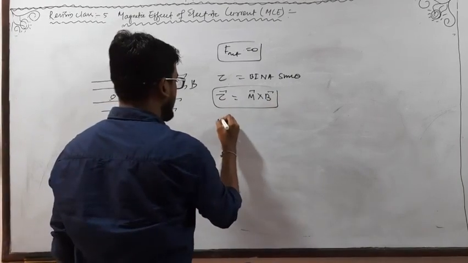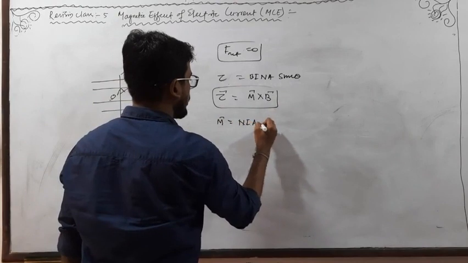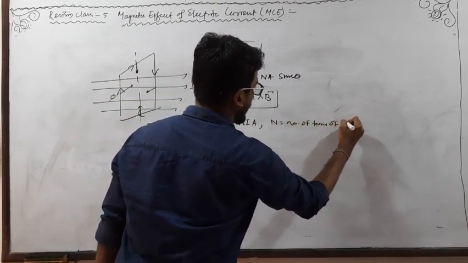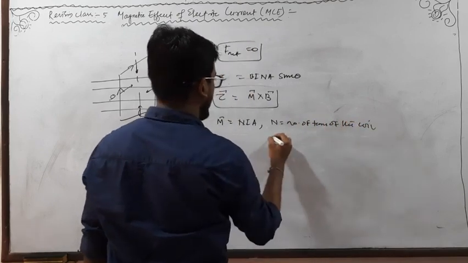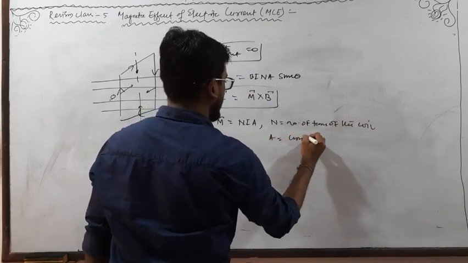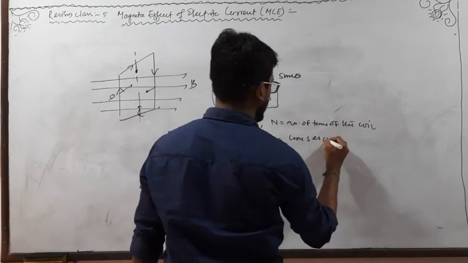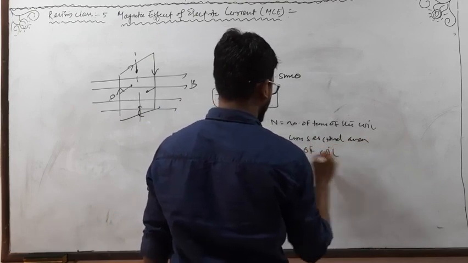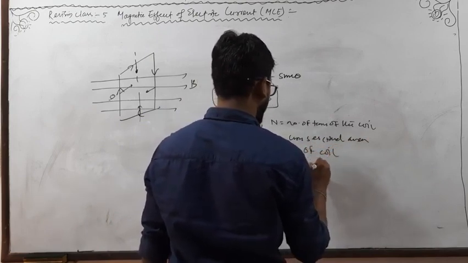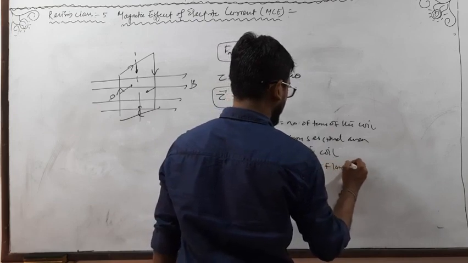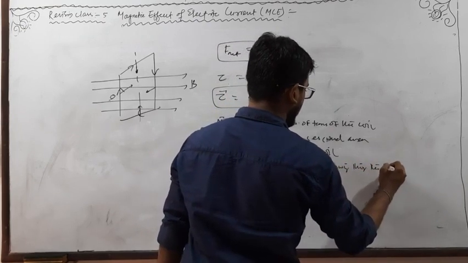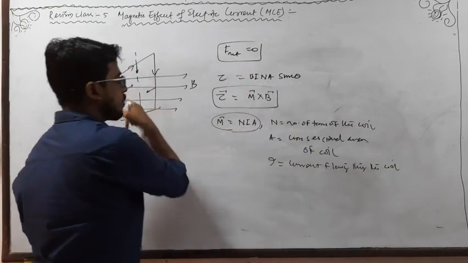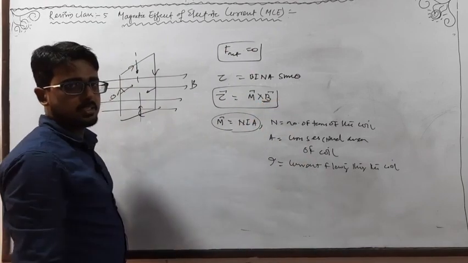And what is M? M equal to N I into A, where N is the number of turns of the coil, A is the cross sectional area of the coil, and I is the current flowing through the coil. This complete M is known as the magnetic dipole moment of the current carrying coil, and B is the external magnetic field strength. Clear?